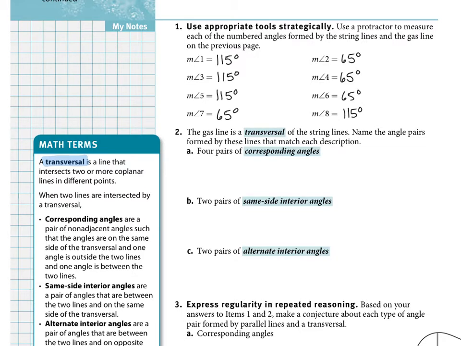Now, what we're eventually going to do is look for patterns within these angle measures, because you can see some of the angle measures are the same. Maybe some of them you're seeing are supplementary. That's what we're going to look at. So, as we said before, the gas line is a transversal of the string lines. We're going to name the angle pairs formed by these lines that match each description. So again, we're going to have to refer to our picture on the side.